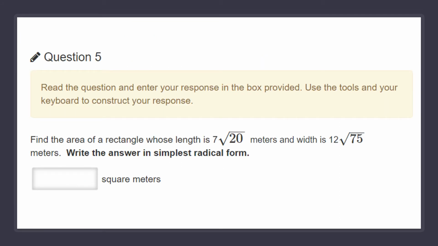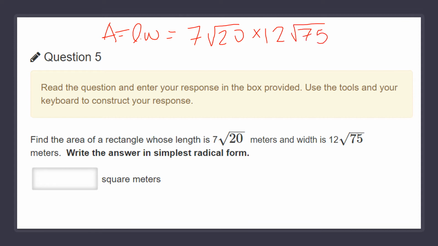For question 5, it says find the area of a rectangle whose length is 7 root 20 meters and the width is 12 root 75 meters. Write your answer in simplest radical form. Area is length times width. So to do this problem, we're going to need to multiply the 7 root 20 times the 12 root 75. Because it's multiplication, you can go ahead and put those together.